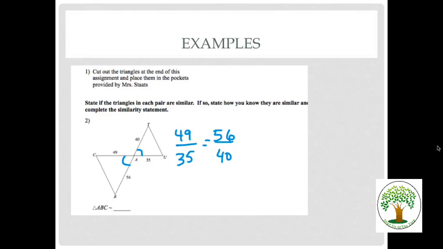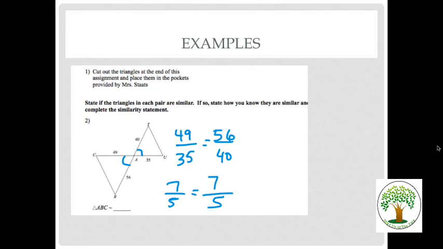That's another reason why Amy was asking me, why do I need to know those properties? Because if Nariah had written the other triangle on top, it would have been the reciprocal property, and it would have still been okay. All right, so 49 over 35, I can take a 7 out of both, and I get 7 over 5. And 56 over 40, I can take an 8 out of both, and I'll get 7 over 5. Very good.